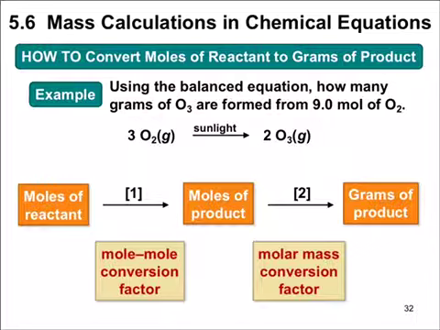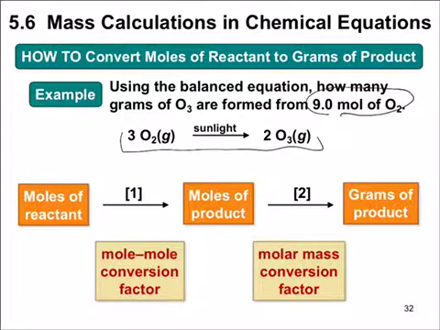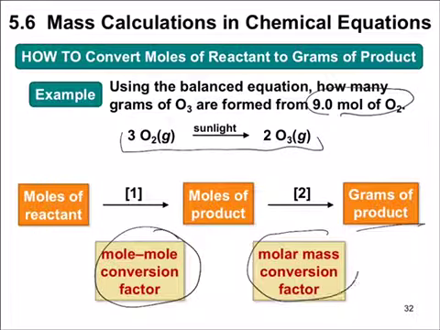Using the balanced equation, how many grams of ozone, O3, are formed from 9 moles of O2? And here's our balanced chemical equation. This time it is balanced. So I've got moles of reactant, O2. I'm going to find moles of product, and then grams of product. So mole to mole conversion factor, then molar mass conversion factor. This is just like our island. So this is mole A, mole B, mass B.